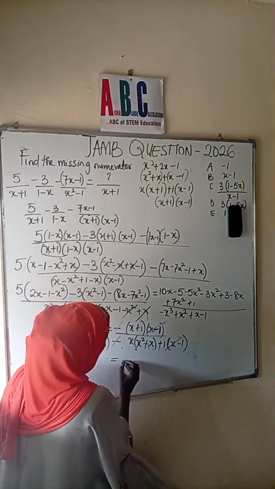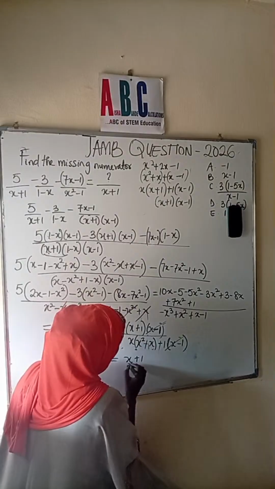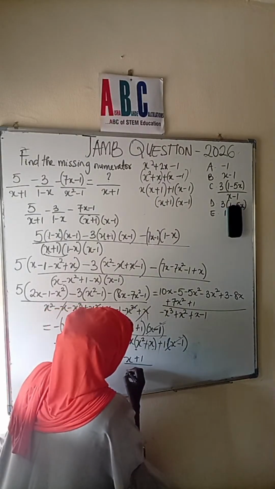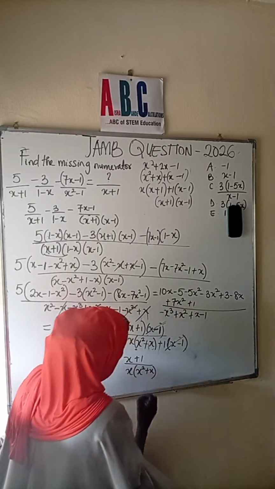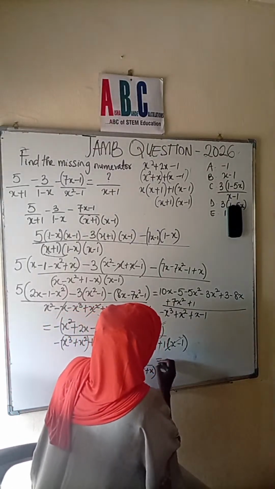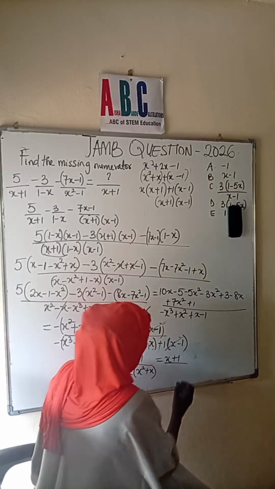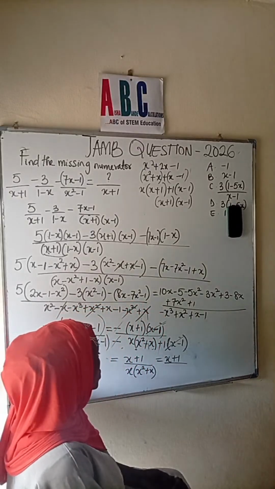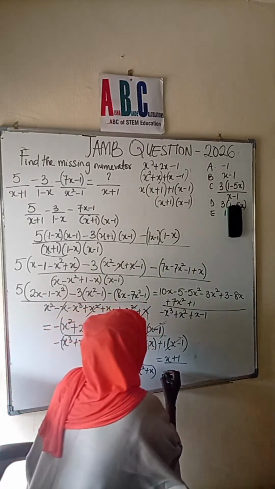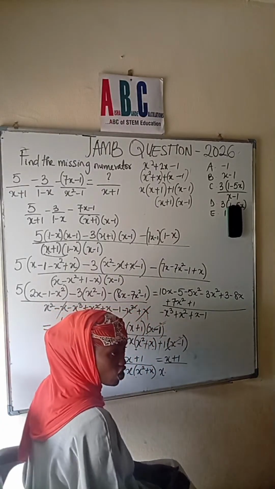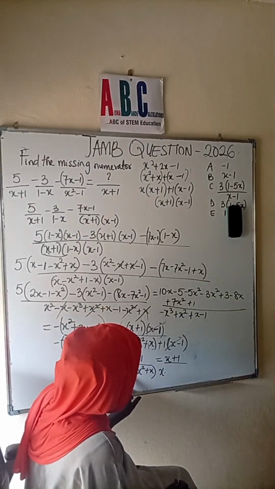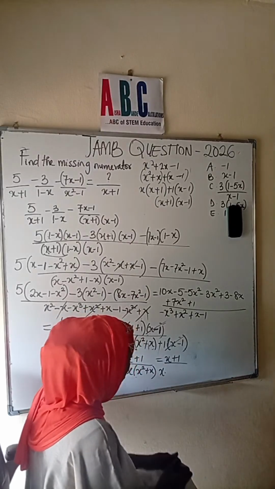So now this is equal to x plus 1 over, we are now left with x open bracket x squared plus x. So let's see what we can do here. So this becomes x plus 1 over this denominator. What can we do to it? Can I just leave this x out and factorize x here? Tell me in the comment section. I want to leave out this x and factorize what I have inside this bracket.